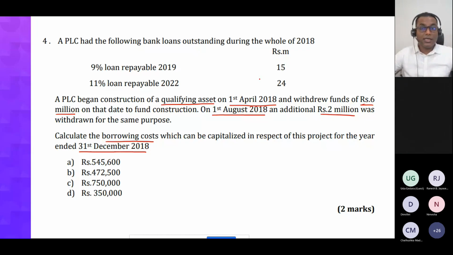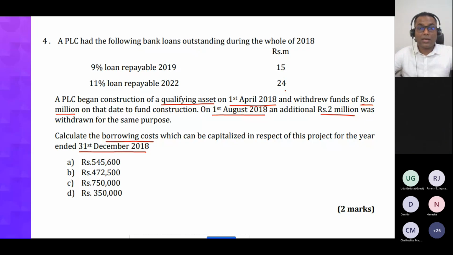Now here, you have actually a borrowing pool, right? You don't have a specific borrowing. For this particular construction, it is not specifically mentioned that this particular borrowing is used. So you have specific borrowings and you have general borrowings. Here what we have is a general borrowing because it was not mentioned the particular loan to a particular asset. Instead, it was mentioned that you have two loans.